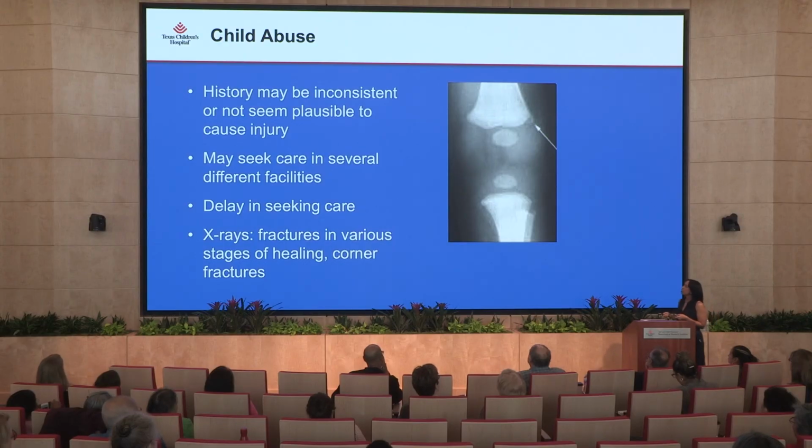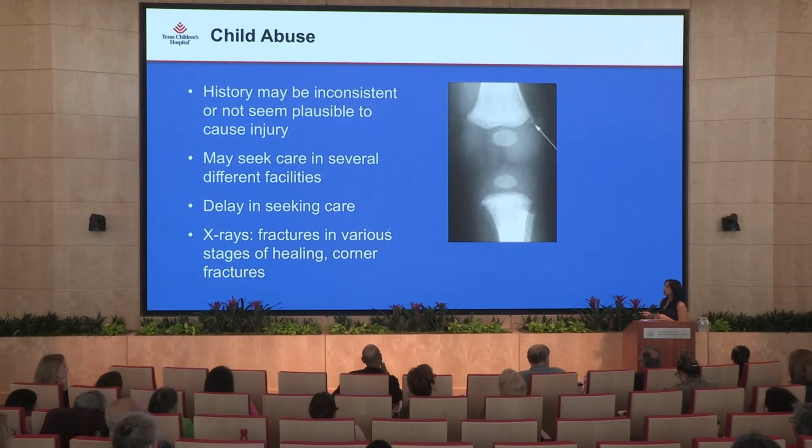When you talk to the families, the history may be inconsistent, or it doesn't make sense, as this does not happen from a fall. And then we always encourage people to get social work involved because social work can make contact with CPS and find out if they've been traveling to multiple ERs and urgent cares, trying to avoid being detected. Oftentimes, again, there's a delay in seeking care, and you see multiple fractures in different stages of healing. So I just want you to keep those pictures in mind. So that's it.